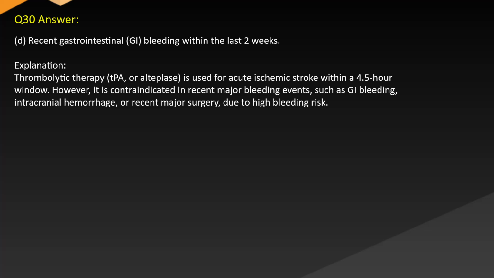Answer: D. Recent gastrointestinal bleeding within the last 2 weeks. Explanation: thrombolytic therapy (tPA), alteplase, is used for acute ischemic stroke within a 4.5-hour window. However, it is contraindicated in recent major bleeding events such as GI bleeding, intracranial hemorrhage, or recent major surgery due to high bleeding risk.